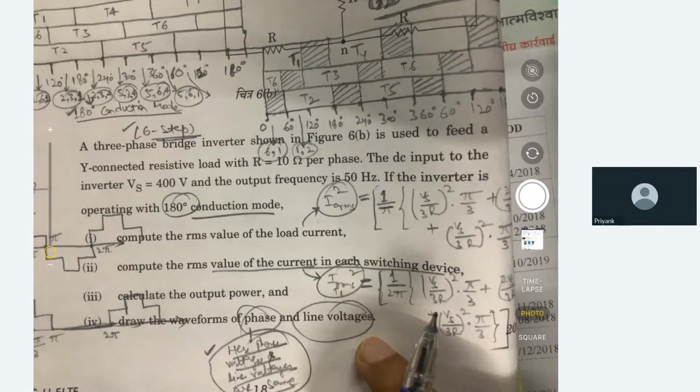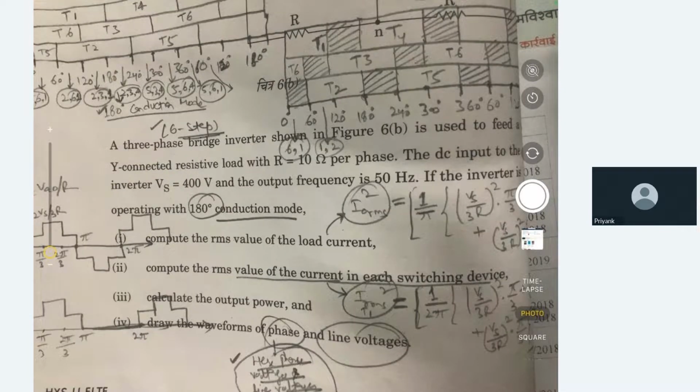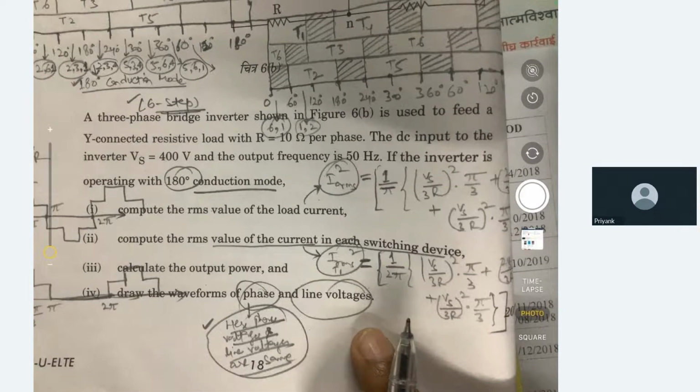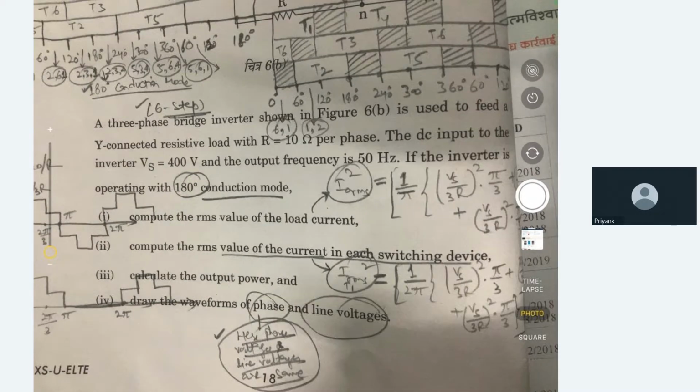This question has been directly picked from P.S. Bimbhra. It is a solved example of P.S. Bimbhra. The second part of this question is to compute the RMS value of current in each switching device. So shall I solve it?